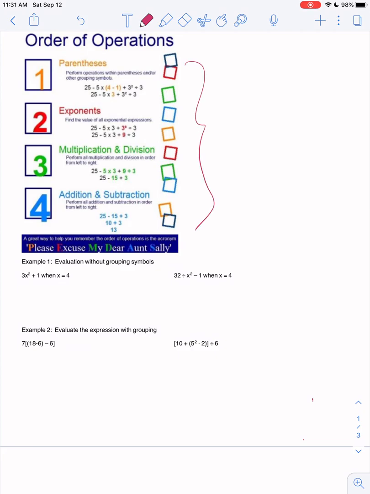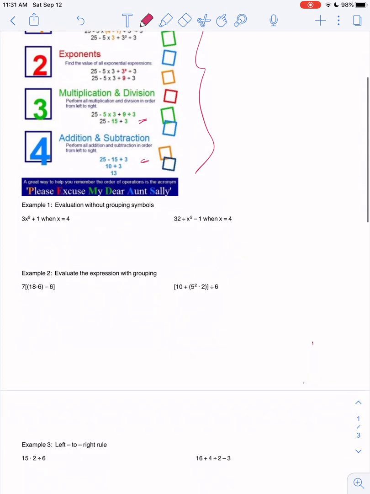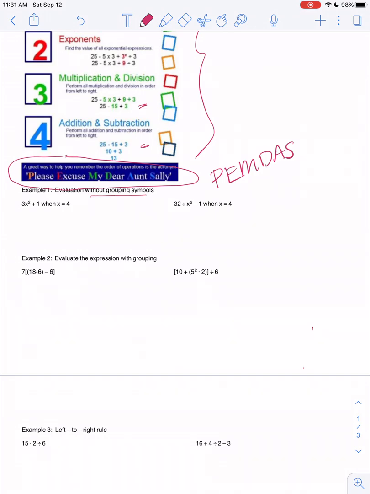We start with parentheses, exponents, then multiplication and division, working left to right, then addition and subtraction, again, working left to right. And the way a lot of people remember that is the good old "Please excuse my dear Aunt Sally." Let's try a couple easy ones. We're going to start without grouping, and then we're going to add grouping in.